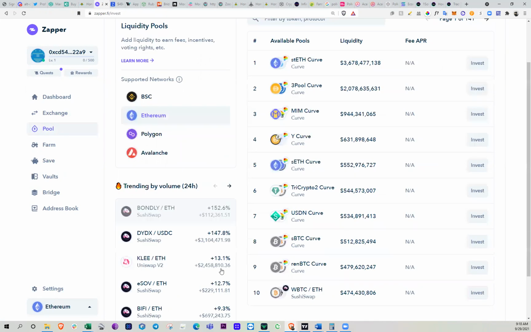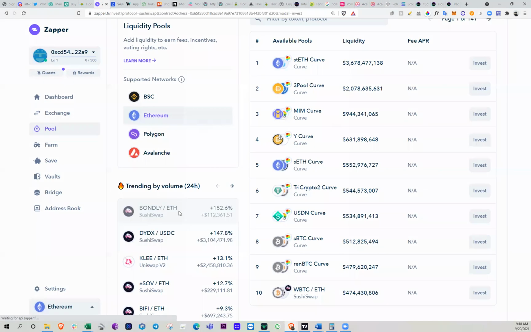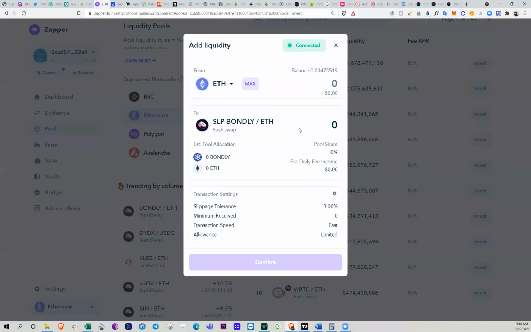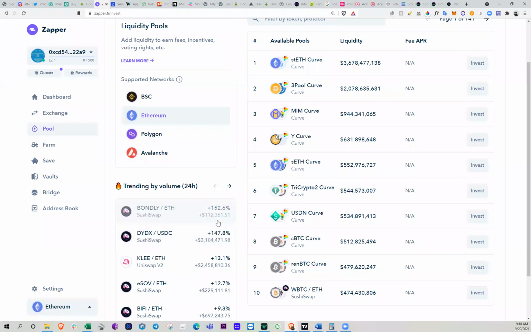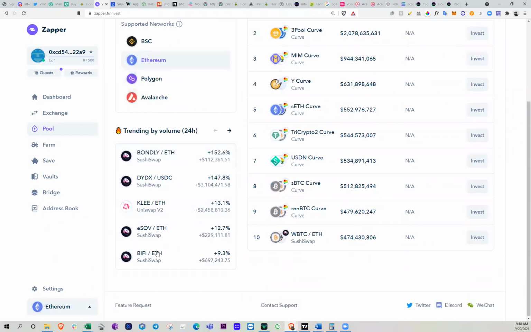And oh shoot, this thing's been going crazy. So these are all the people who have been adding liquidity onto these pools. About $3 million came into the DYDX USDC pool in 24 hours. So that's really good. Bondly as well, and Klee.